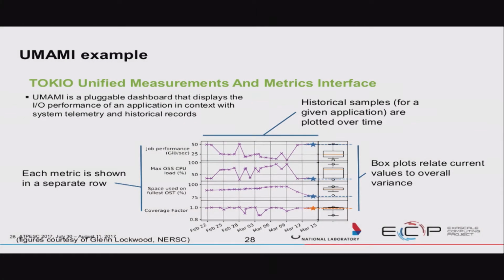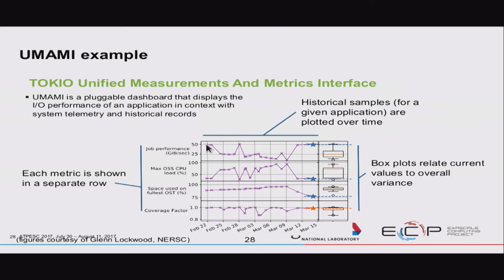And we've got to give you an idea of what this will mean. Hopefully, before not too distant future, this could be a production tool, but this is an example of a dashboard built on top of Tokyo called Umami. What it does is it can take a given job, your application, and look for historical samples in the past of that same application running with similar parameters. So every time Phil's simulation has run with a 2 terabyte data set, it finds them and plots them over time, and you can see the performance going up and down.